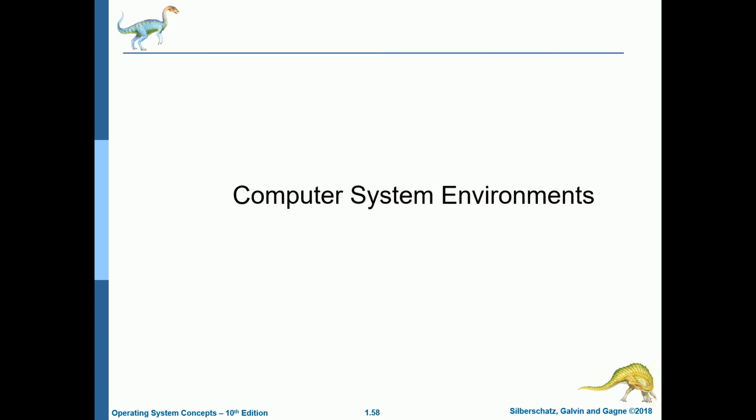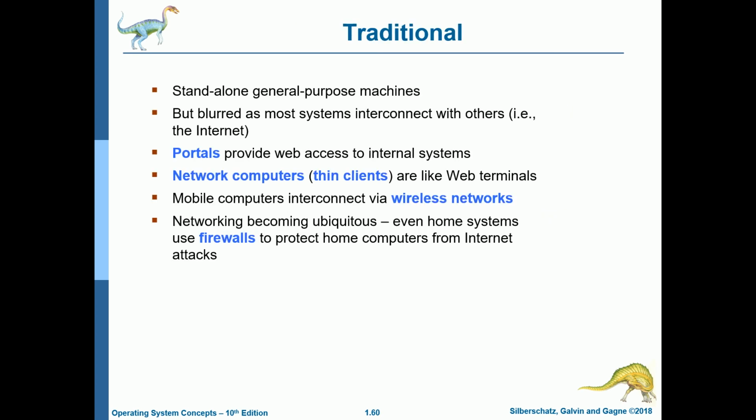Let's talk about some computer system environments. A traditional view of a computer system environment is a standalone general-purpose machine. Now, this gets a little more complicated because most systems interconnect with other systems via the internet. Portals allow us to provide web access to these internal systems, and network computers, like thin clients, are just web terminals. Mobile computers are interconnected via wireless networks, and also networking is becoming ubiquitous.